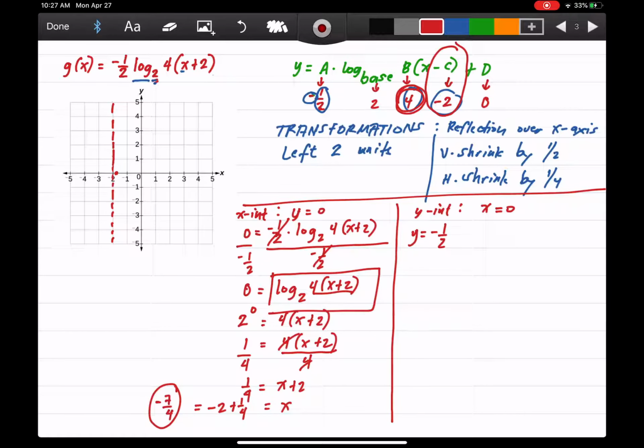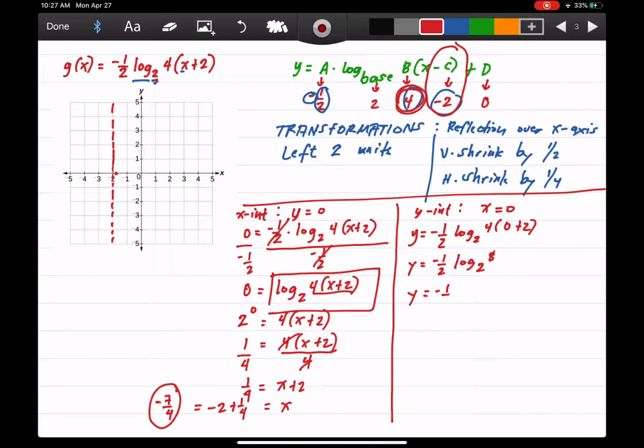So y equals negative 1/2 times the logarithm of 4 times 0 plus 2, with base 2, right? So let's simplify that further. So y equals negative 1/2 times the logarithm of 4 times 2, which equals 8, right? The logarithm of 8 with base 2.